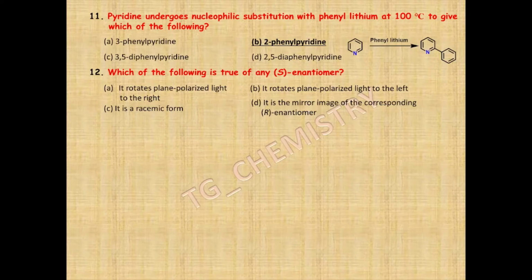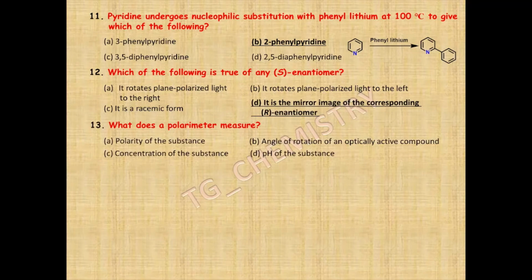The options are: A, it rotates plane polarized light to the right. Option B, it rotates plane polarized light to the left. Option C, it is a racemic form. And the last option is, it is the mirror image of the corresponding R enantiomer. Now, you know by definition enantiomers are stereoisomers which are mirror images of each other. However, they should be non-superimposable. So here option D is the right answer, that it is the mirror image of the corresponding R enantiomer.